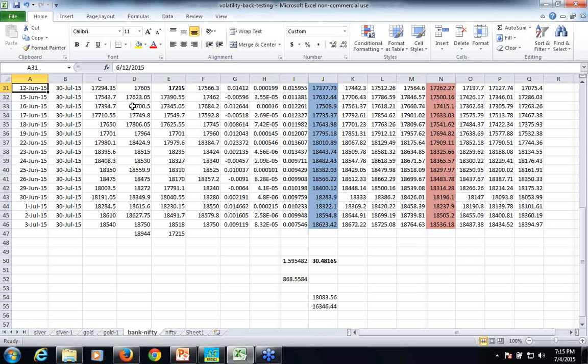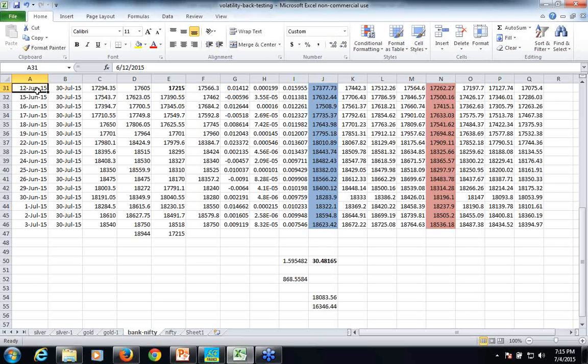I again repeat, we didn't do any trend analysis, just a calculation based on the 12th June major low. In the coming 10 days we expect a move till 18,083, or a move to 16,346. This is what it has told.